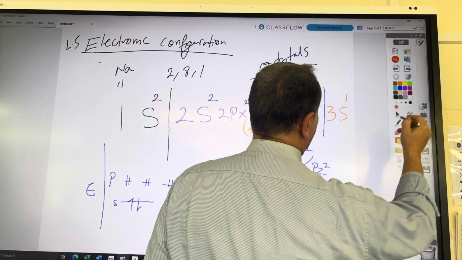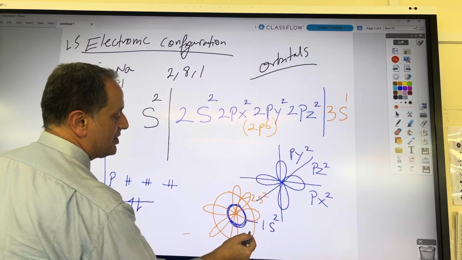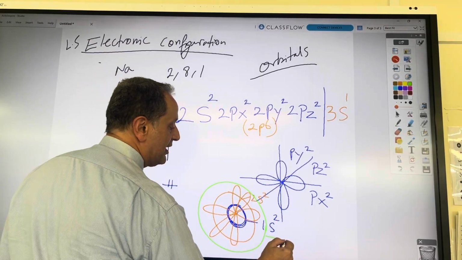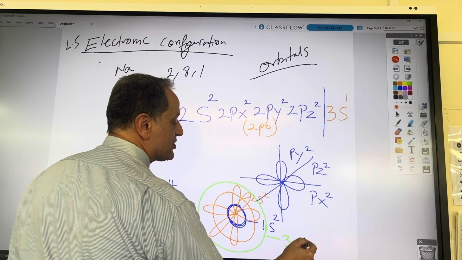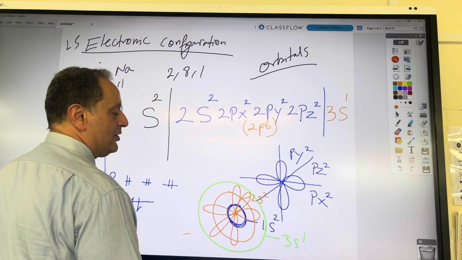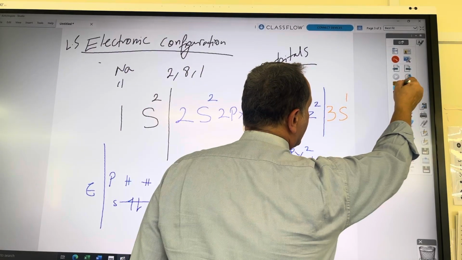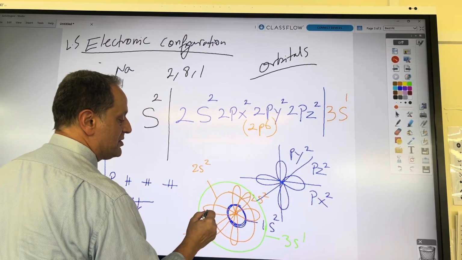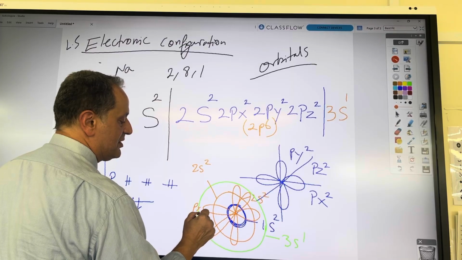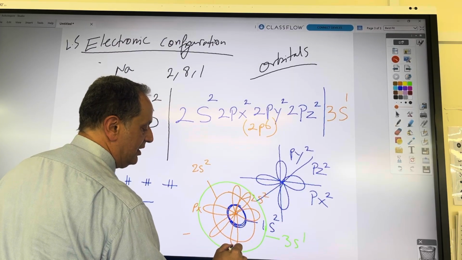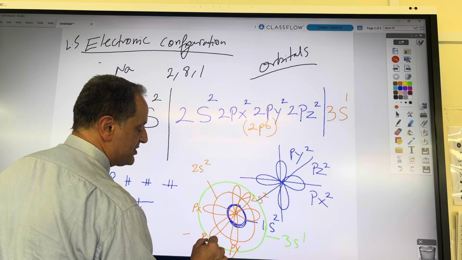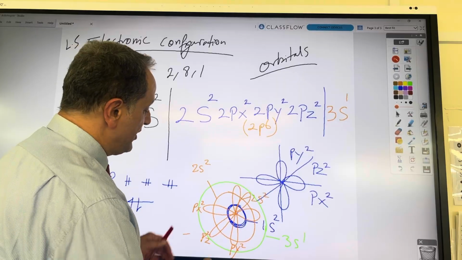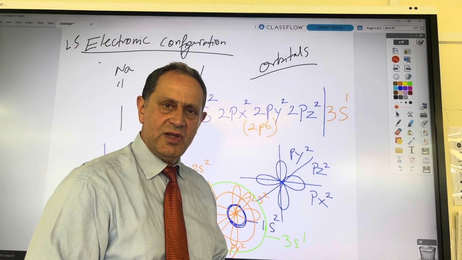And then the third shell, let's use another really nice color that you can see. Again, it starts with the s, so that is 3s. And this one's got 1 electron in it, right? So that is 2s2, and this is the px, py, and pz. And of course, they all have 2 electrons in it, and 3s. So when you see these pictures in some books, they are actually for real.